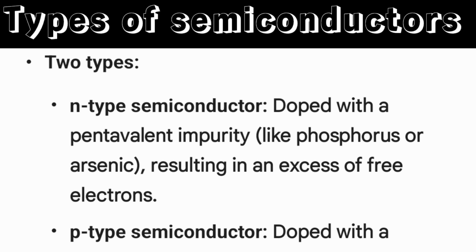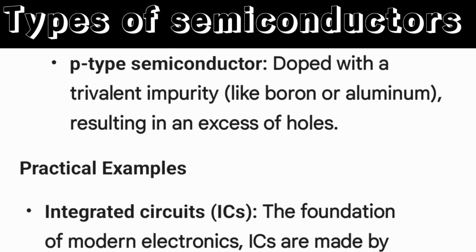Two types. N-type semiconductor, doped with a pentavalent impurity, like phosphorus or arsenic, resulting in an excess of free electrons. P-type semiconductor, doped with a trivalent impurity, like boron or aluminum, resulting in an excess of holes.